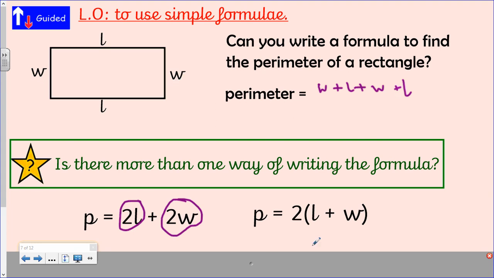You could also do it a slightly different way, and I've used brackets this time to show you. If you do L add W, so that's 1 L add 1 W, and you multiply that by 2, it's right next to the bracket, look, so we're multiplying, you'll end up with the same answer. So either of those formulas are correct. Okay, let's have a look at what is next.